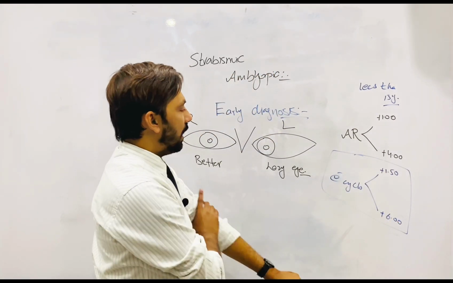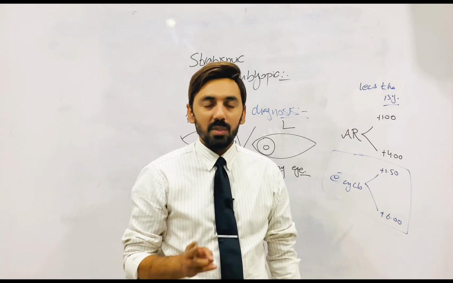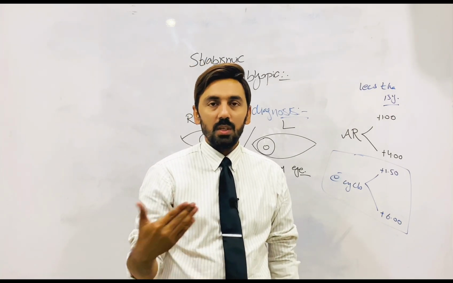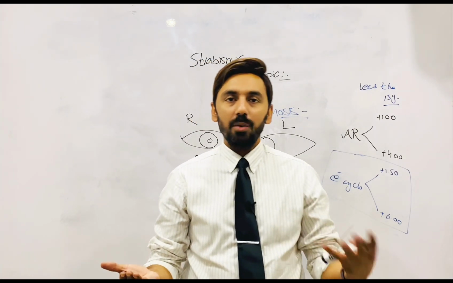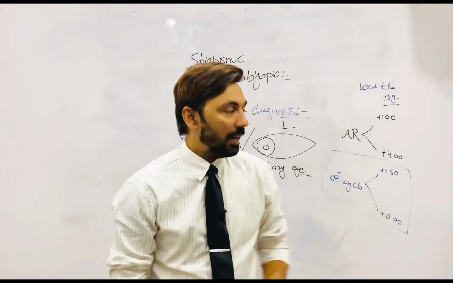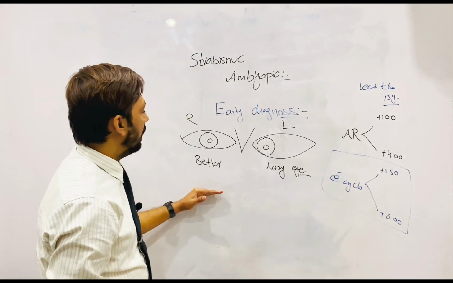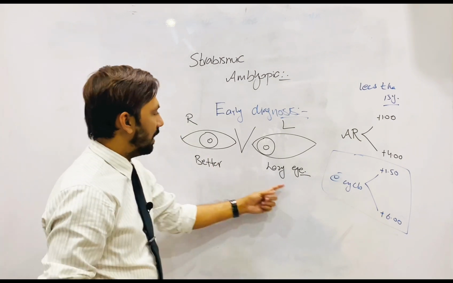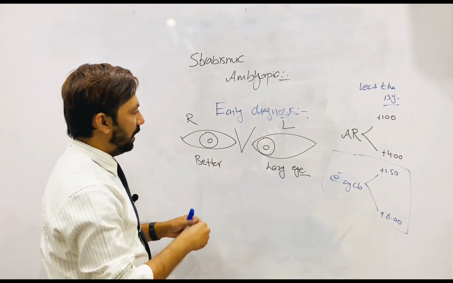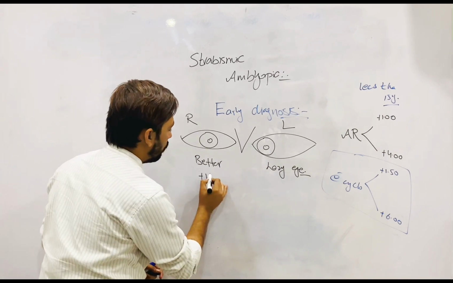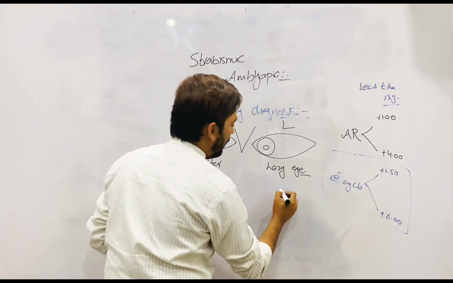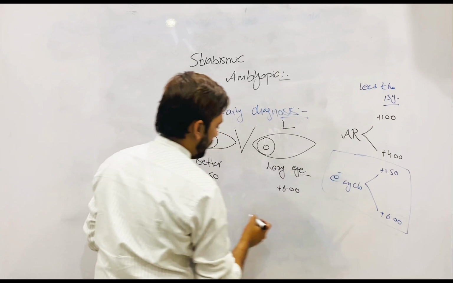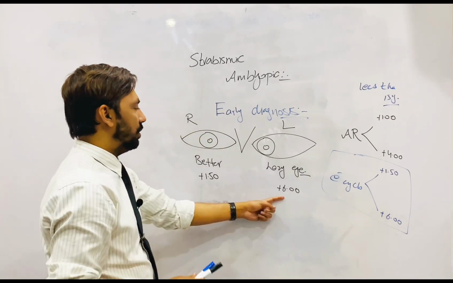So now there are two different treatments in strabismic amblyopia. First is the optical treatment and second one is the treatment of patching, right? So first we will give the optical treatment. This is our better eye, this is our lazy eye. In the better eye we need +1.5 and in the lazy eye we need +6. These are values after cycloplegia, right?